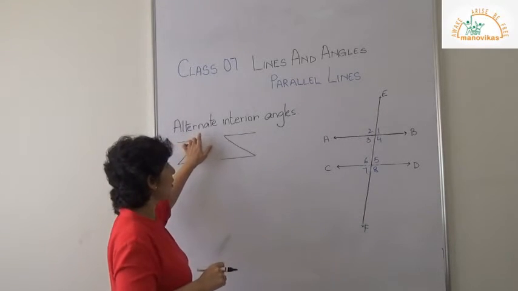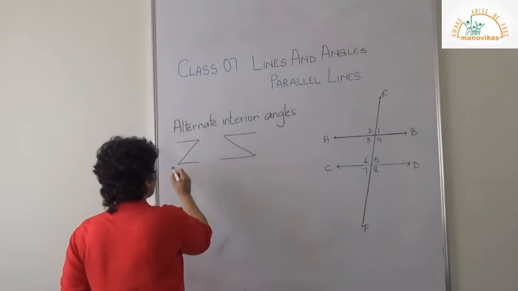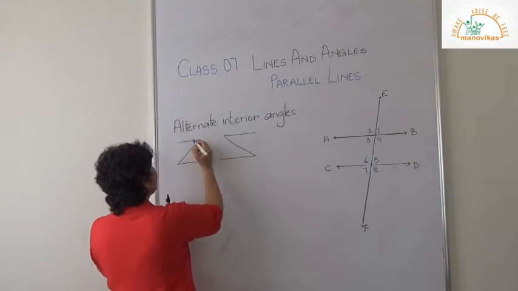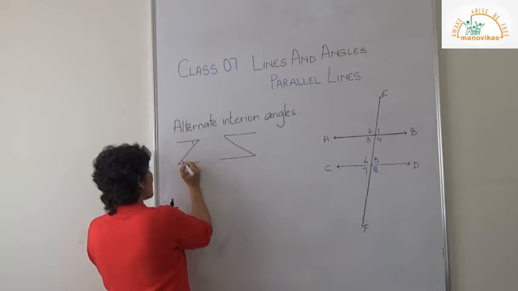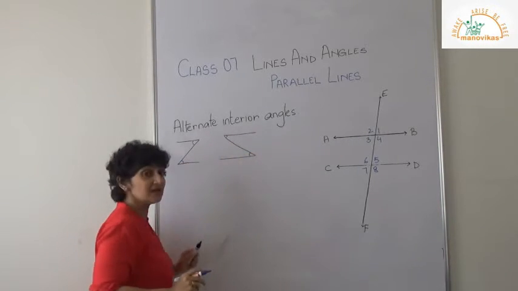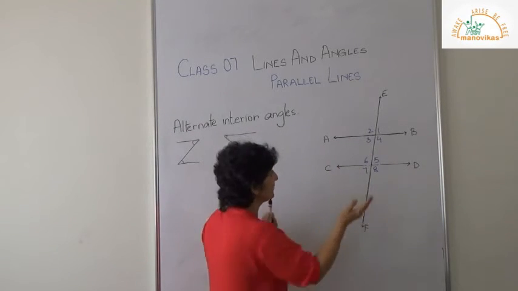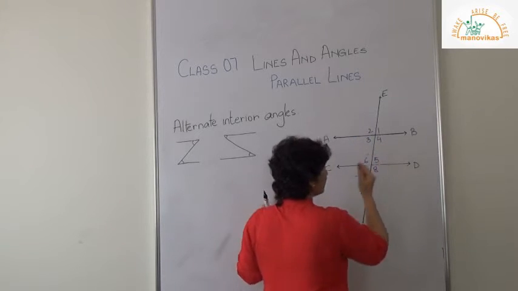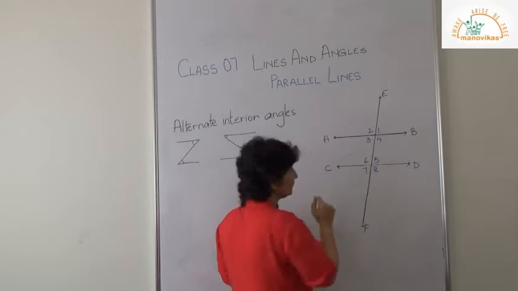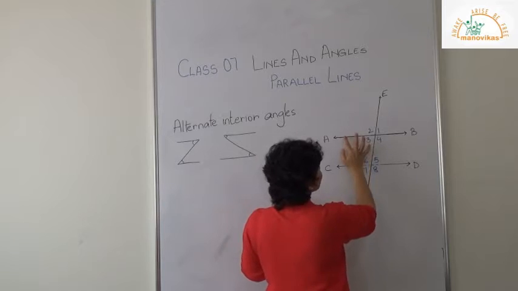Now, when I say alternate interior angles, children, remember the shape of these two mirror images, the Z shape. Alternate interior angles generally come in this kind of shape. Alternate means one will be on this side and the other one will be on the other side. So, if I take angle 3 and angle 5, these are alternate interior angles. Children, just see the Z shape.